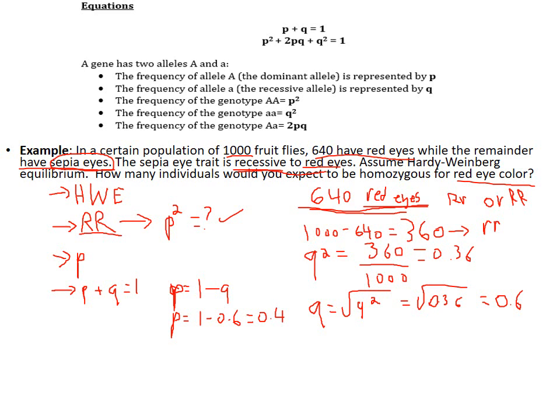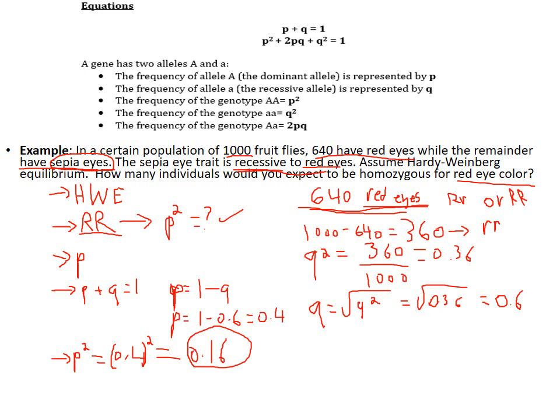So now that we have P, we can find P squared. P squared is going to be equal to 0.4 squared, and you get 0.16. So this is the frequency of homozygous dominant individuals.